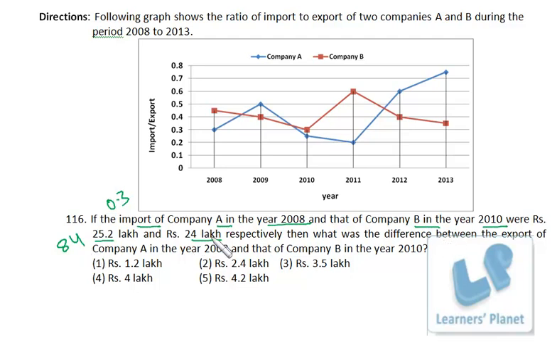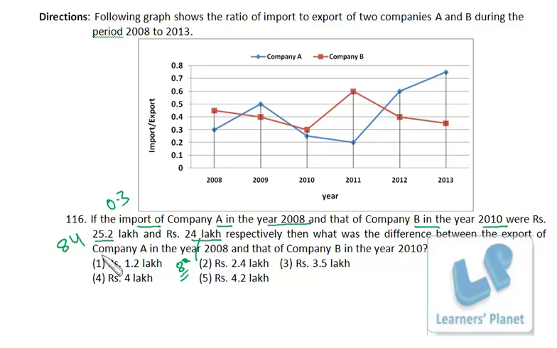Similarly, we can calculate the export of company B in year 2010. In year 2010, company B, the import export ratio is again 0.3. That means import is again 30% of export. Now 30% is 24 lakh. That means the export must be 80 lakh, right? 30% of 80 is what? 24 lakh, right? So import to export ratio is 0.3. So if import is 24, export must be 80 lakh.